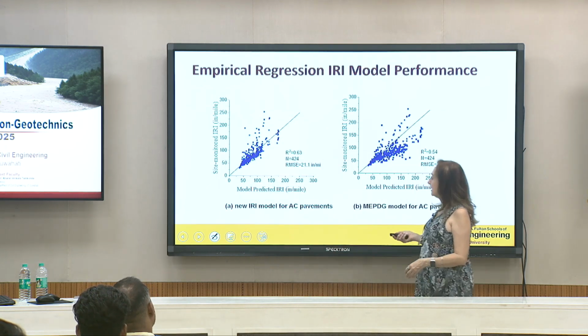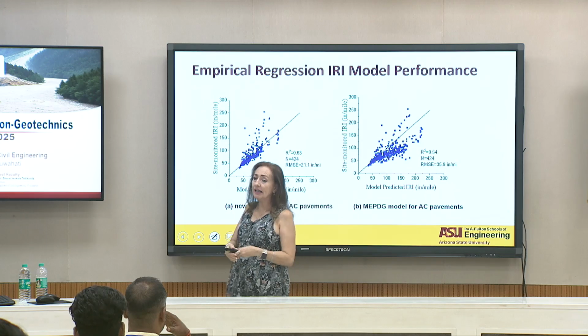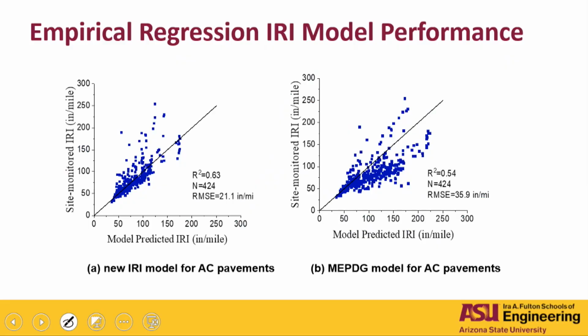Empirical regression analysis, model performance. Here we compare the new IRI model for AC pavements with the same equation that we had before. This is the site monitoring versus the model. This one has an R square of 0.63, improving the variability explained from 54 to 63, so at least it improved. I'm telling you, this is a very good prediction for IRI, given how variable the data is that we got here.